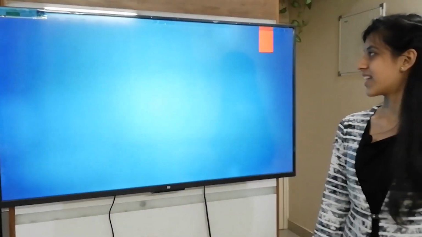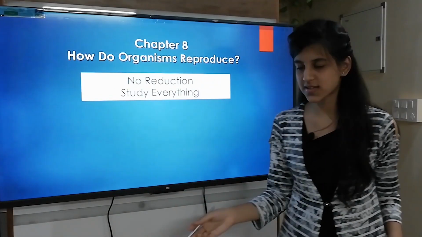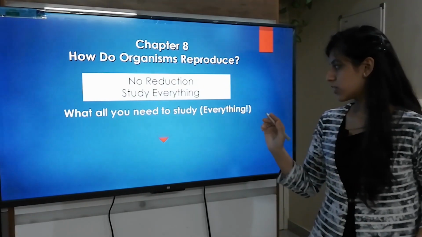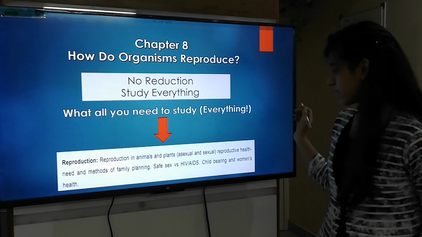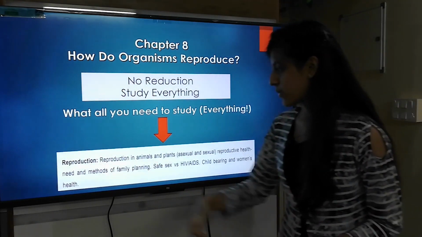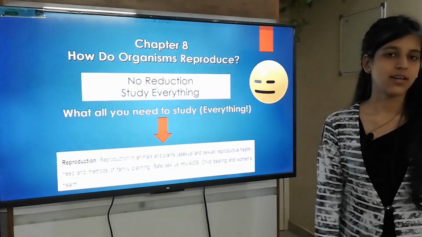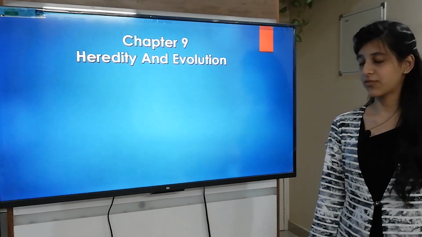Let's move to chapter 8, how do organisms reproduce. No reduction, study everything. What all you need to study: reproduction in animals and plants, asexual and sexual reproduction, reproductive health, need and methods of family planning, childbearing and women's health. You will have to study it. Let's go to chapter number 9, heredity and evolution.